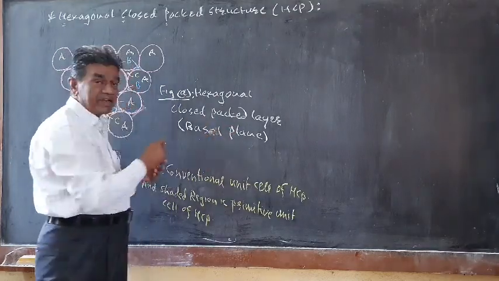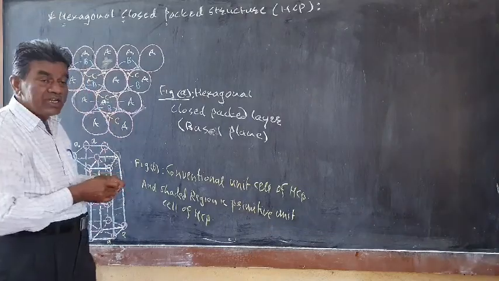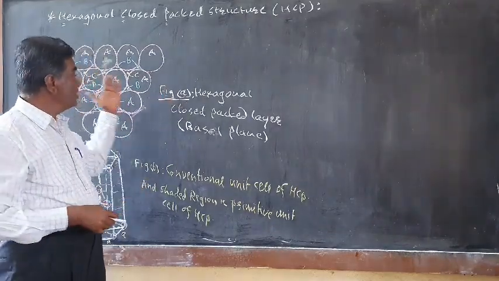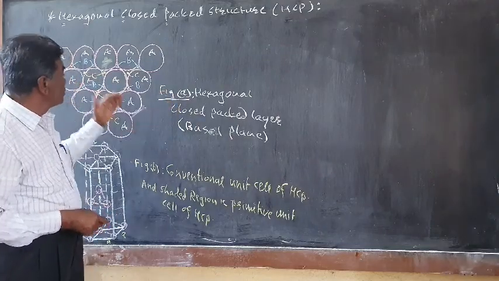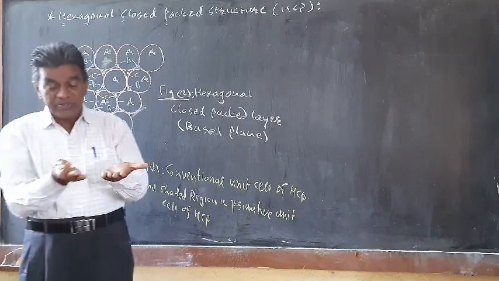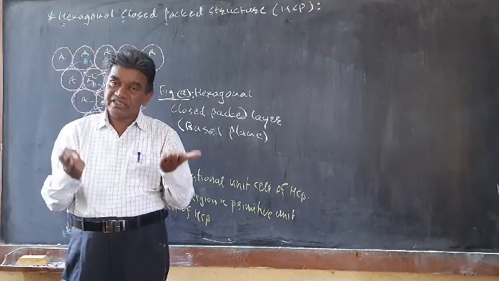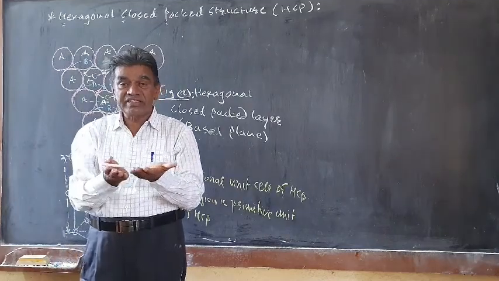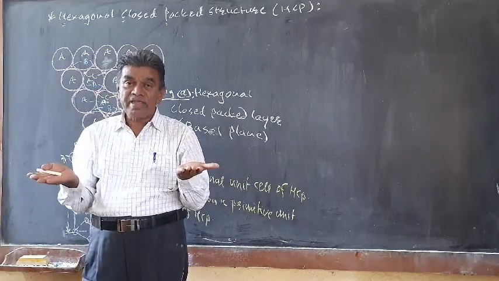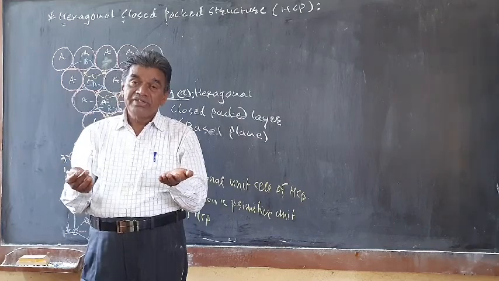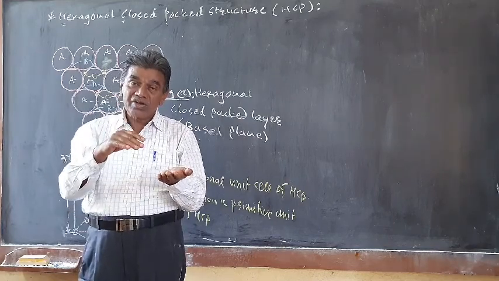Now let us consider the next layer on top of the basal plane, or the hexagonal packed layer. The next layer on top of the first layer is arranged in such a way that every sphere touches six others in its own plane. Such a layer is known as a hexagonal packed layer.